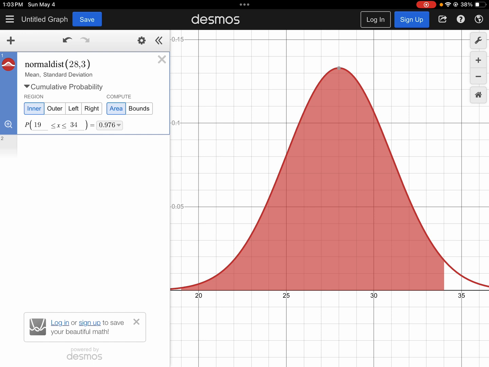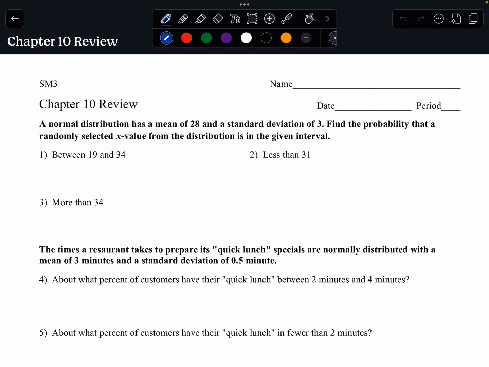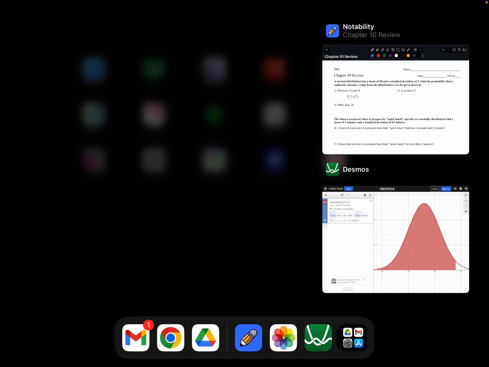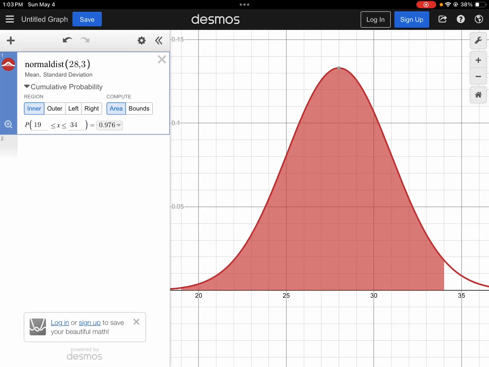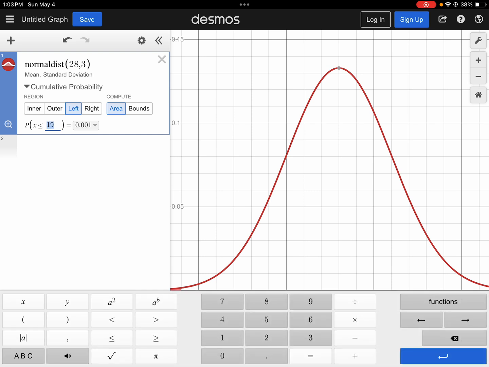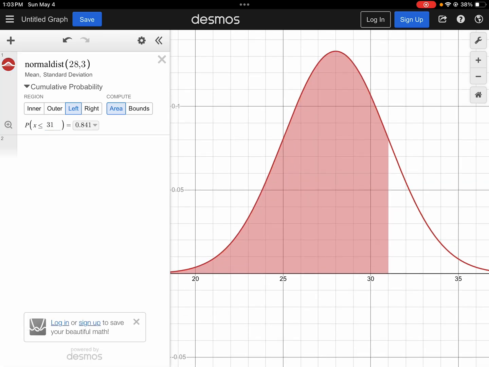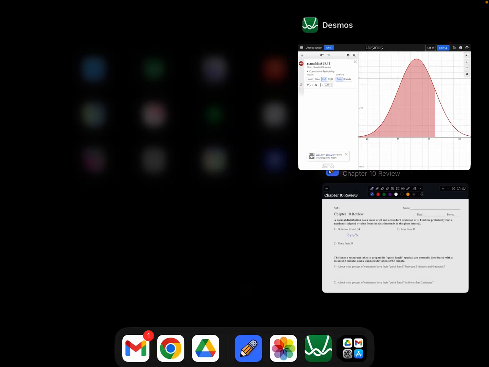If you want, you can put it as a percentage, or you can leave it as a probability. I don't really mind, but I'll say here 97.6%. Then, less than 31. Going back to Desmos, if it's less than, then the region we want to calculate is to the left, and we put in 31. The probability of that is 84.1%.